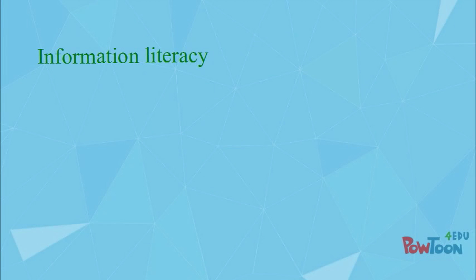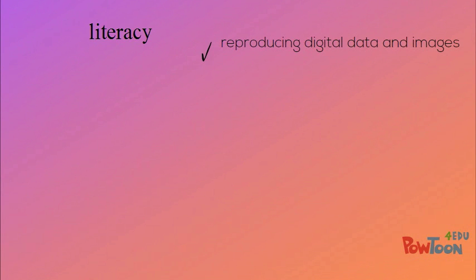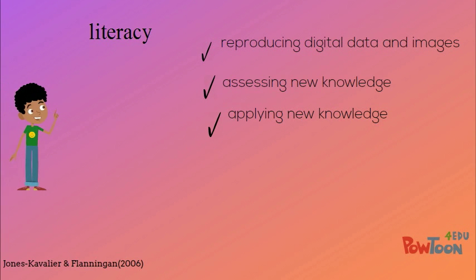So, what is information literacy? Information includes a message received and understood, a collection of facts, and finally, knowledge acquired through study or experience. According to Jones, Cavalier and Flanagan, literacy includes the ability to read and interpret text, sound and images, to reproduce data and images through digital manipulation, and to evaluate and apply new knowledge gained from digital environments.